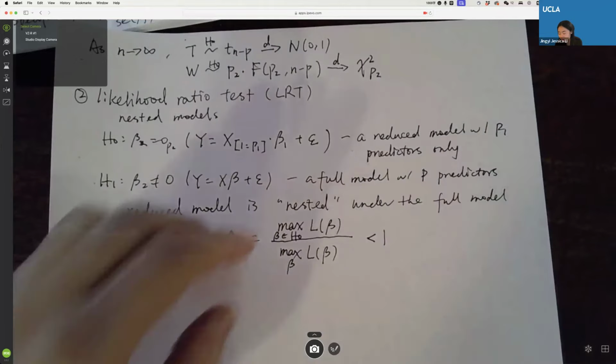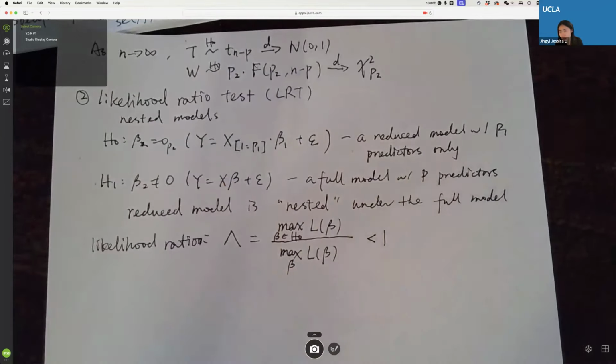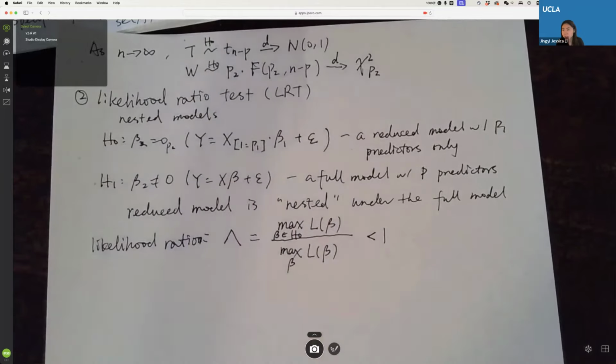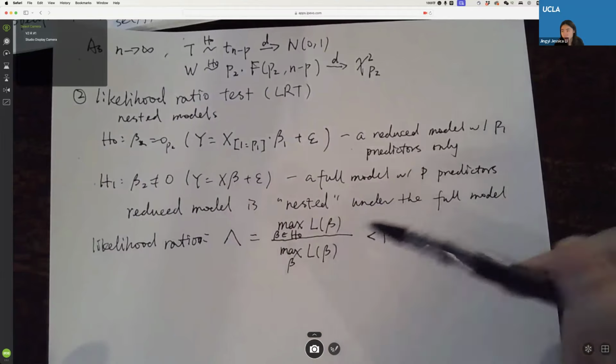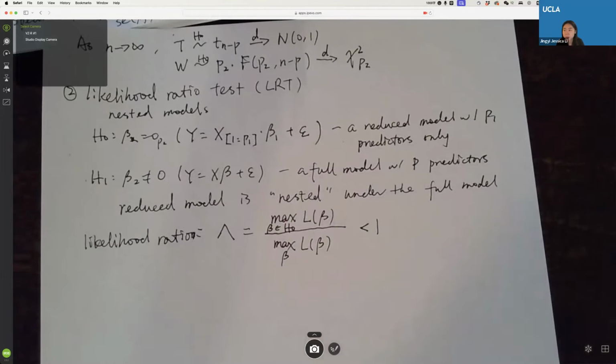Because we know there will be a difference and the ratio cannot be equal to 1. But we want to say that this difference between the ratio and 1 is nothing more than just the randomness in our data. Because for any data set, you would always have such a ratio less than 1. But whether that is something significant to indicate the reduced model is not as good as the full model, that is the question we want to answer.